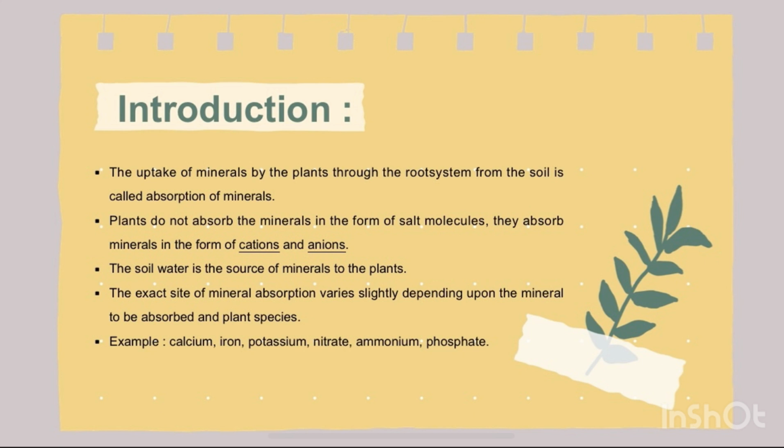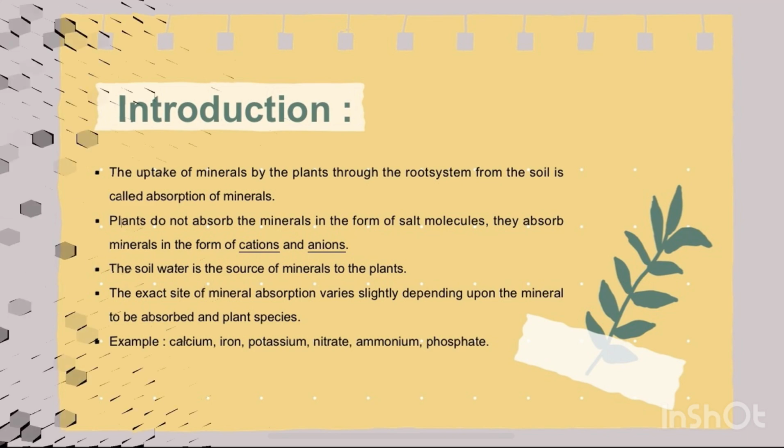Introduction. The uptake of minerals by the plants through the root system from the soil is called absorption of minerals. Plants do not absorb the minerals in the form of salt molecules. They absorb minerals in the form of cations and anions. The soil water is the source of minerals to the plants. The exact site of mineral absorption varies slightly depending upon the mineral to be absorbed and the plant species. Example: calcium, iron, potassium, nitrate, ammonium, and phosphate.